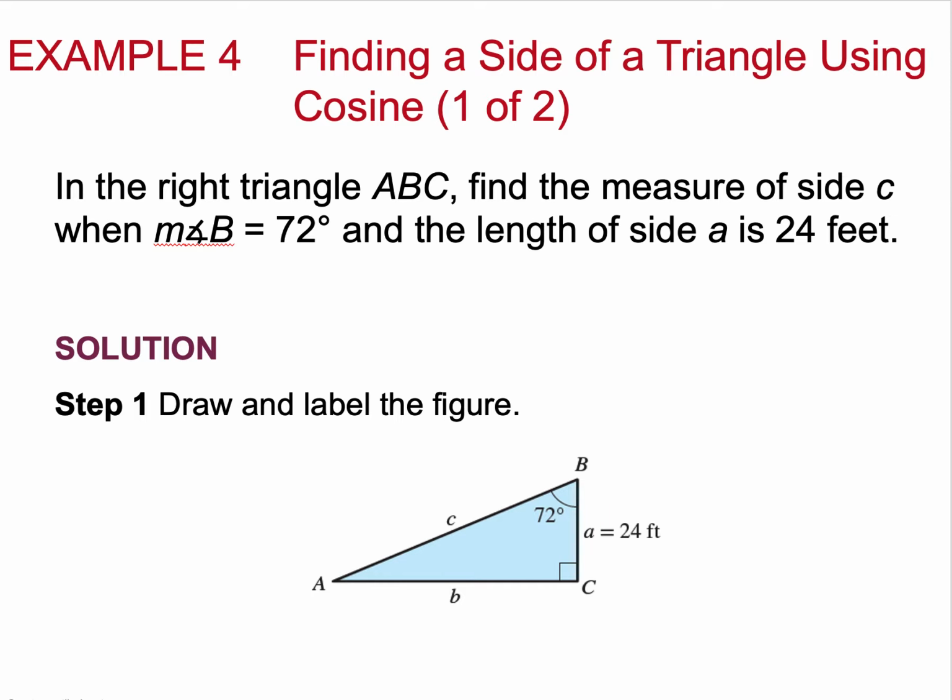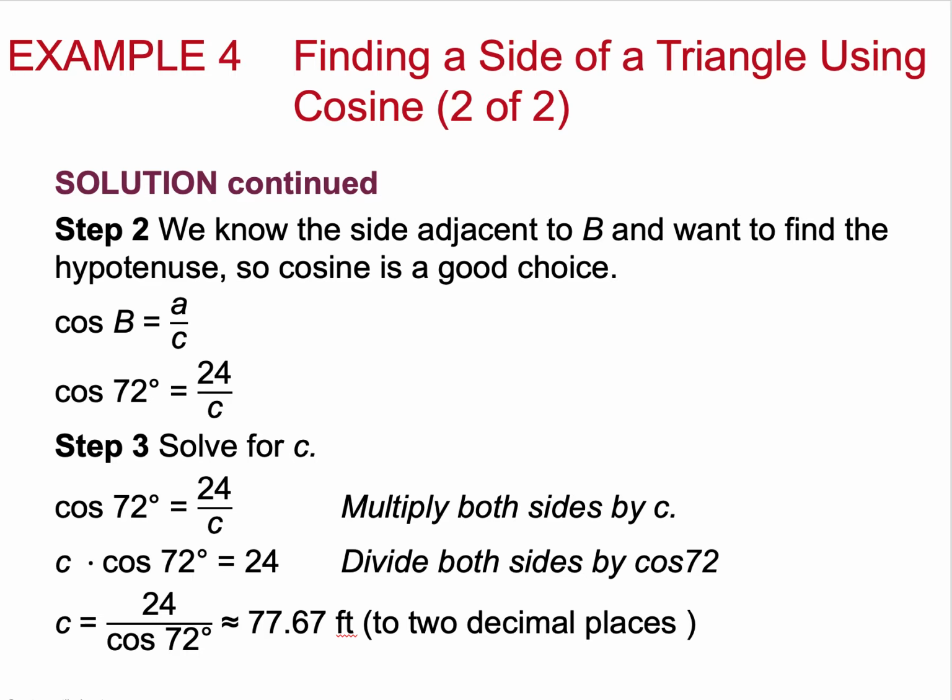To find the side of a triangle using cosine, so this time we're going to use cosine. I am at the 72 degree angle because that's the angle they gave me. Cosine uses the adjacent and the hypotenuse. So when I set up my ratio, I have cosine of 72 equals the adjacent leg, which was 24, divided by my hypotenuse. Now this time, I have to multiply both sides by c, but that still doesn't get me to an answer. So I'm going to have to do 24 divided by cosine of 72 to actually get my answer.